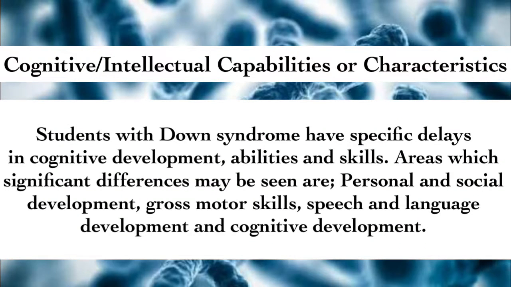Students with Down syndrome have specific delays in cognitive development, abilities, and skills. Areas in which significant differences may be seen are personal and social development, gross motor skills, speech and language development, and cognitive development.